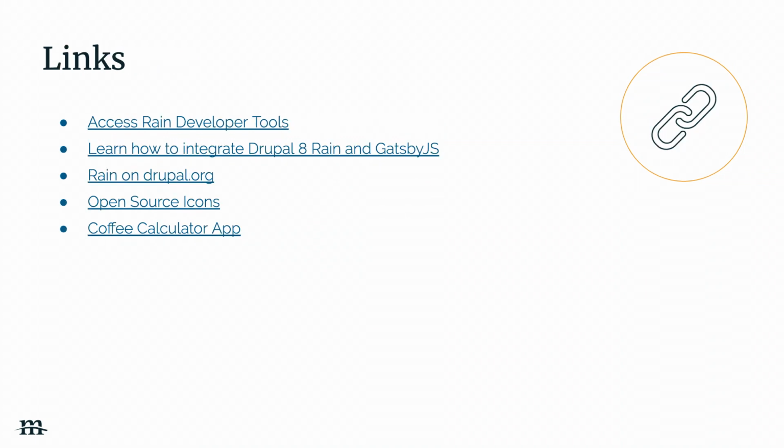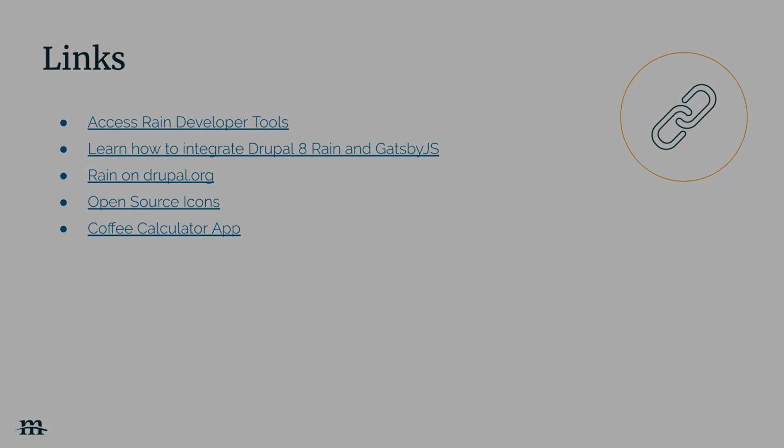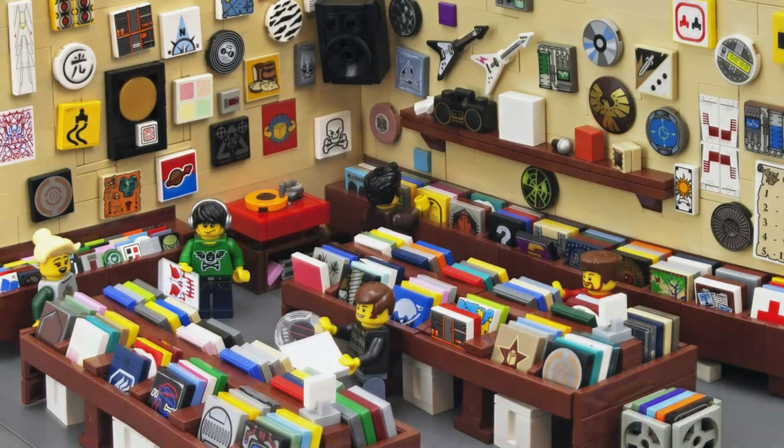And these are other handy links. We've got our Rain developer tools, instructions for integrating Drupal 8 Rain with Gatsby, and the Rain project on Drupal.org. I talked about making icons, and we've released them, created in the public domain on the Noun Project. There's a link to that, and there's a link to the coffee calculator app should you want to calculate your coffee to water ratio and your strength.